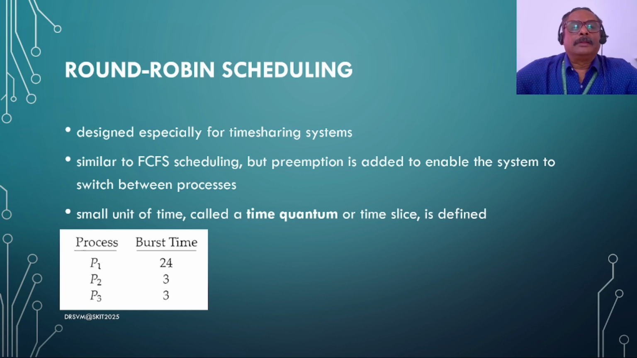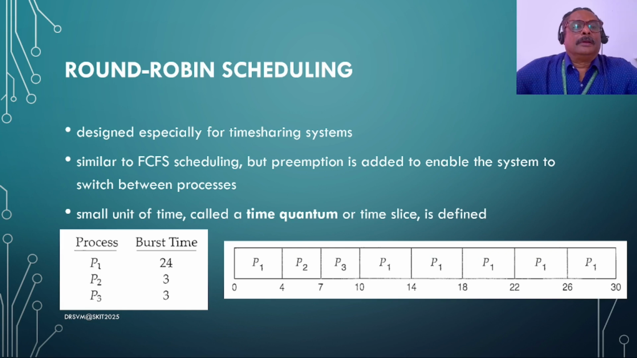Let's look at how this situation works if we take a time quantum of 4 units. So as usual, P1 gets its turn. After 4 units, the scheduler tells P1 to stop, because other processes are waiting. So P1 stops, and then P2 gets its time of 4 units, because the time quantum is 4.